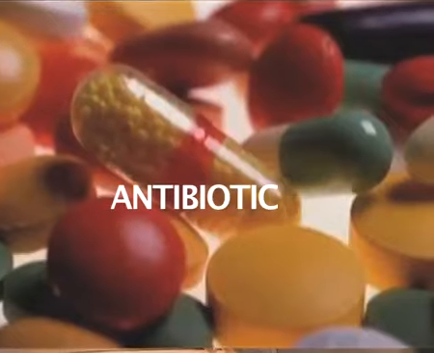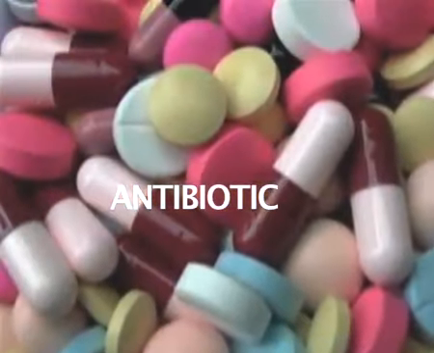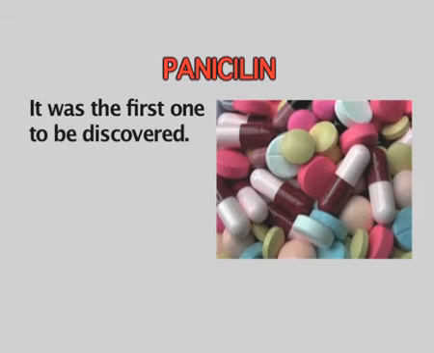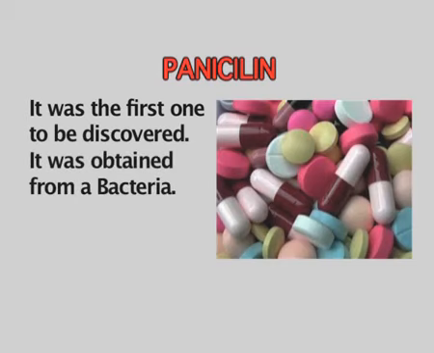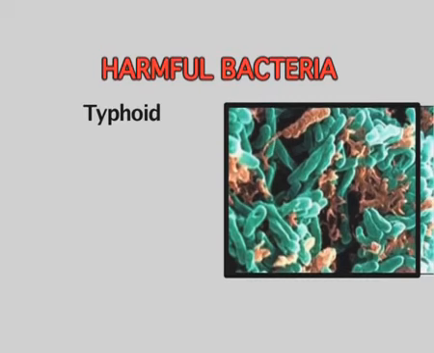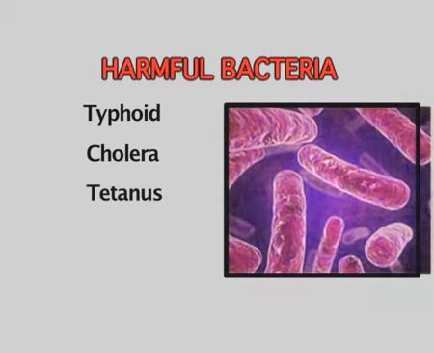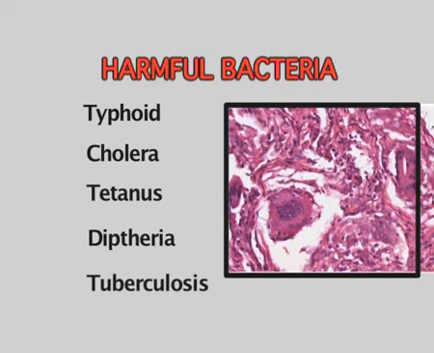At some point or the other, we all have taken antibiotics as prescribed by the doctor, because when we are not well, the doctor prescribes us antibiotics depending upon the disease. And do you know that many of these antibiotics are obtained from these bacteria? You're all aware of penicillin, which was the first one to be discovered, which was obtained from Penicillium notatum. We should not forget that many of them are harmful also and can cause various diseases. Typhoid is caused by Salmonella typhi, cholera by Vibrio cholerae, and then tetanus, diphtheria, tuberculosis. These are all caused by various bacteria.